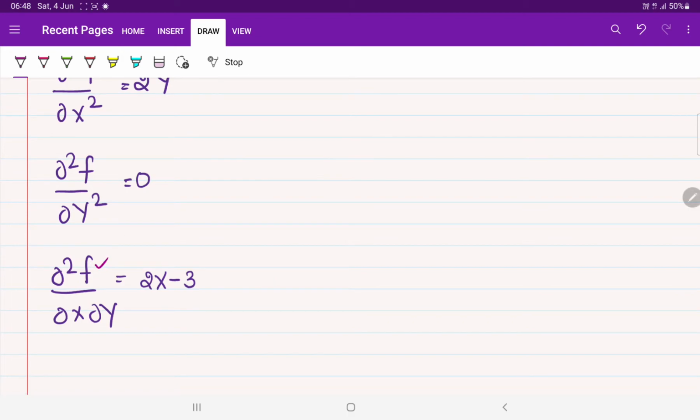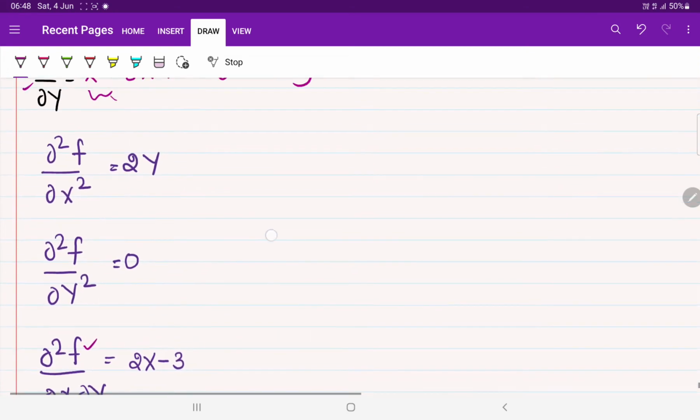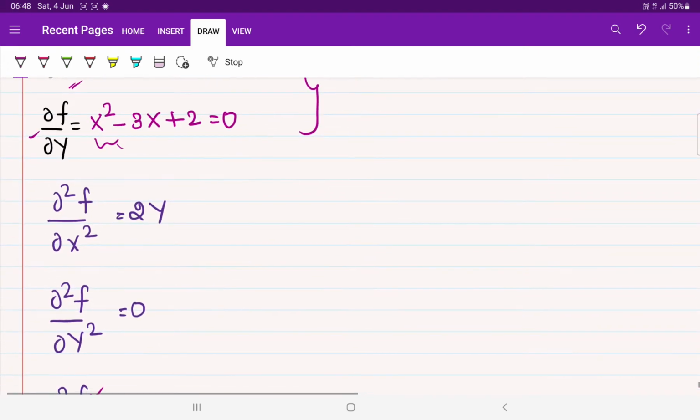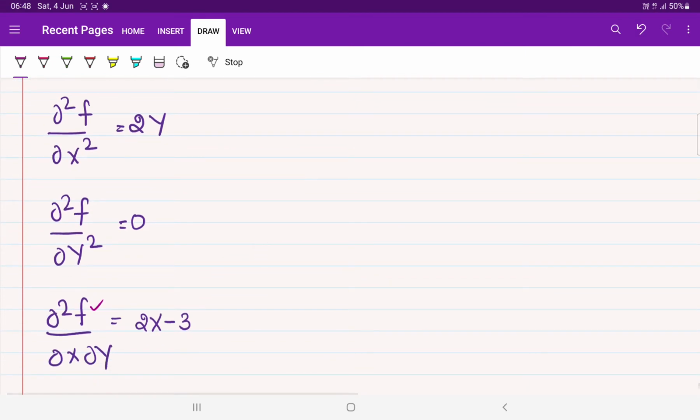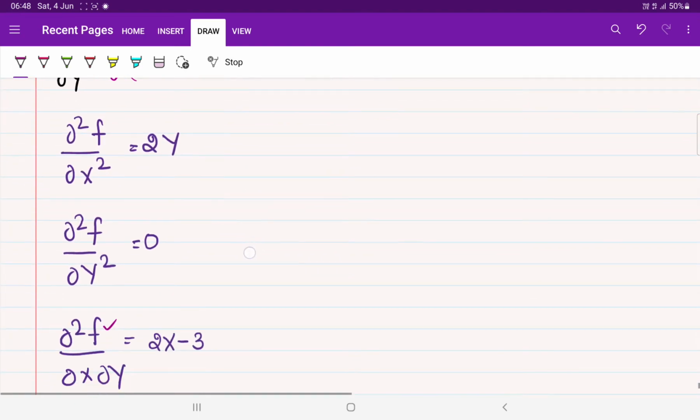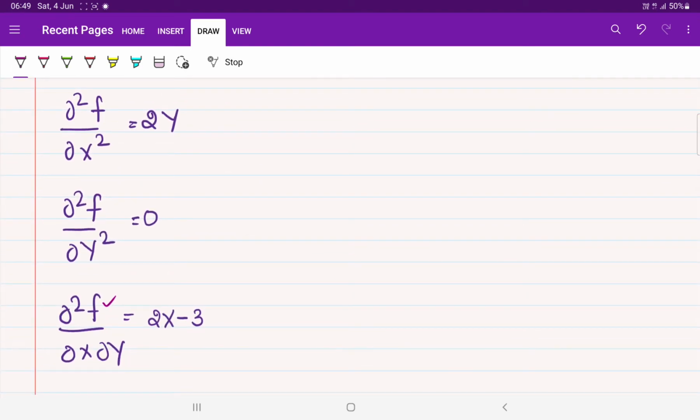See there, I need ∂²f/∂x∂y. So now if you take that value, if you differentiate this function ∂f/∂y, see, ∂f/∂y is there, I am going to differentiate this function with respect to x. So if I differentiate, that is called ∂²f/∂x∂y.